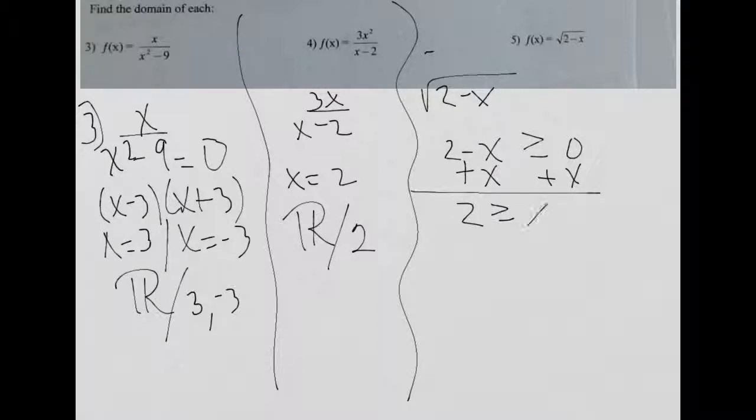So what are my possibilities for my domain? Is that all my x's have to be less than, or they could equal 2. And there's the answer for the square root.